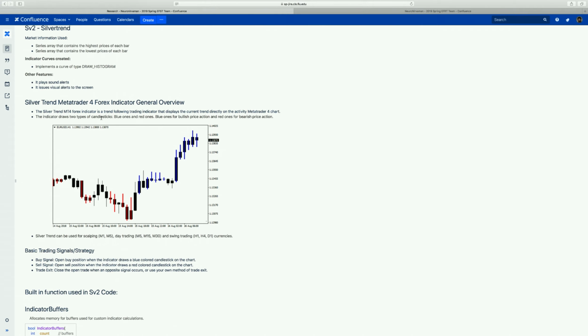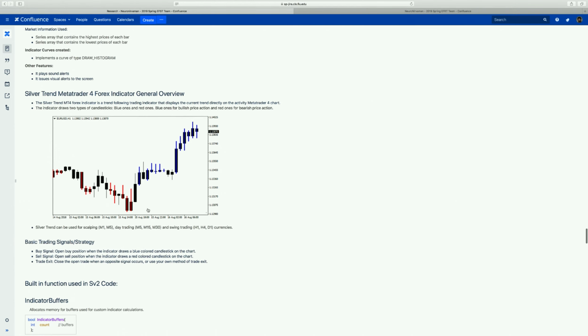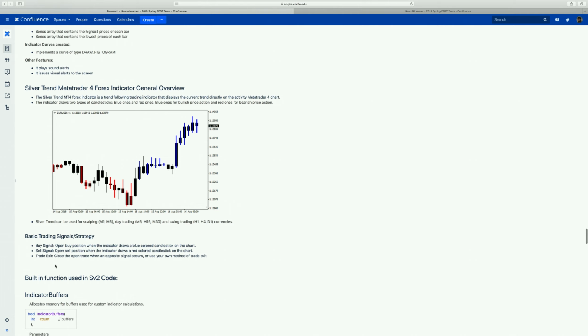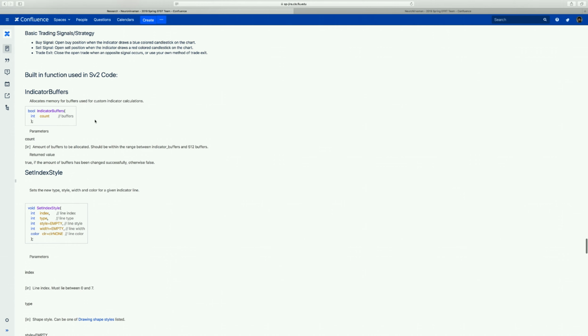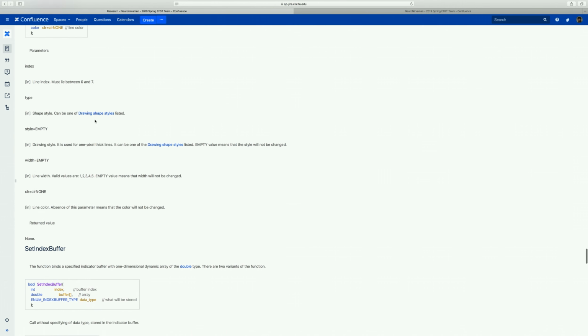So what does it do? It draws two kinds of candlesticks, blue ones and red ones. The blue ones are for bullish price action, meaning the price is on an uptrend, and the red ones are for bearish price action. So here's a basic trading strategy that you can use: you can buy when the indicator draws a blue candlestick. That's a signal to buy because the price is going to rise or it's rising. And you can sell when the indicator draws a red candlestick, because that is a signal that the price is going to drop.